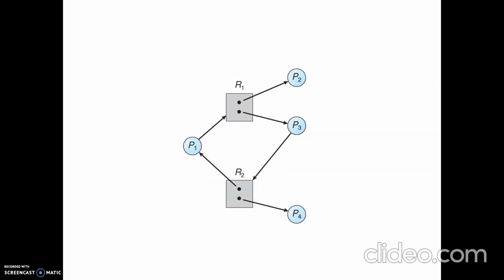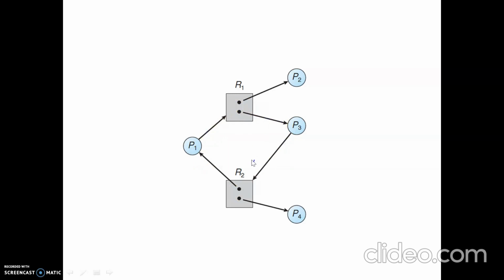Now the next example. In this example also we just have to observe and check whether there is a cycle. Actually there is a cycle between P1, P2 and P3. We can see here that R2 is being held by P1, and P1 is waiting for R1, and that R1 is being held by P3. So there is a cycle between P1 and R3.